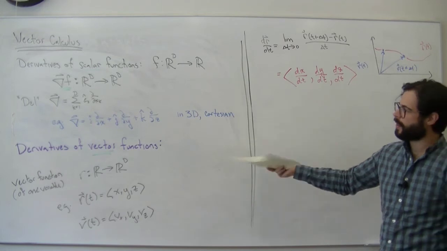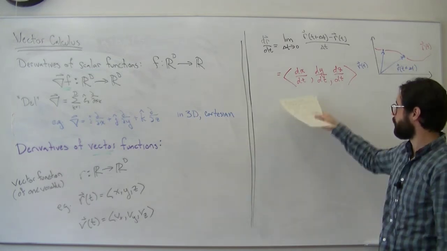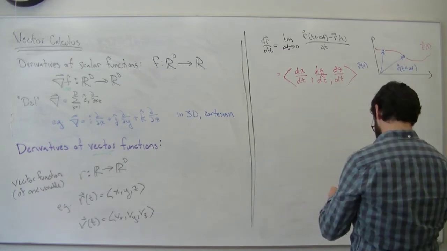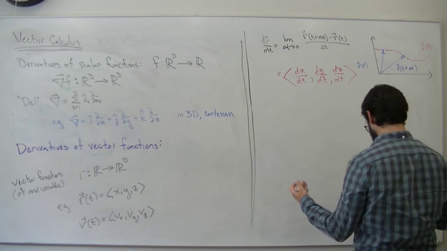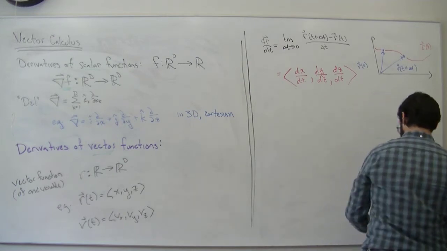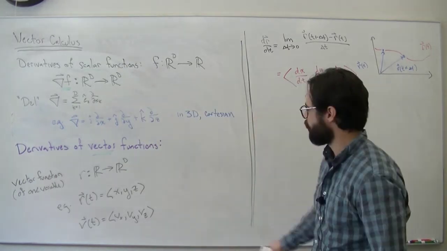And vector calculus of vector functions of one variable is the easiest thing you've ever done. It's just 3 copies of plain old ordinary scalar 1D calculus. Okay, so that leaves us with everything else.